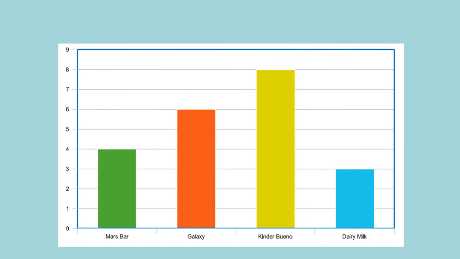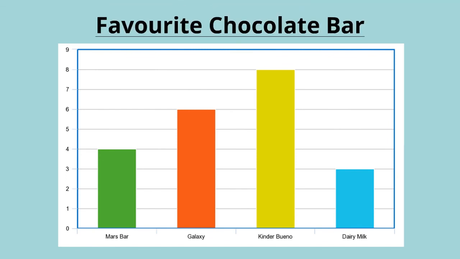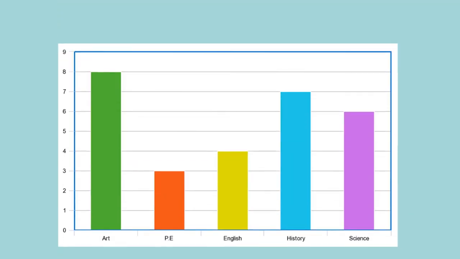Did you get the title correct? This survey was about the favorite chocolate bar. If you got something close to that, good job. You're a good detective. Let's move on to the second bar chart. Take a look at this one. What do you think the title might be? Pause the video and write down an answer.